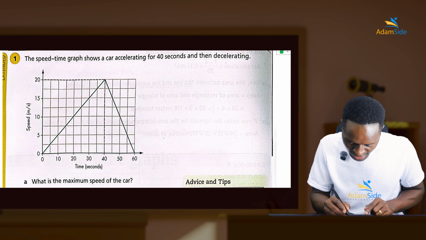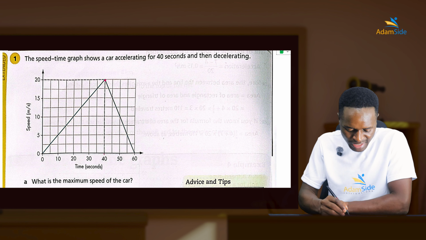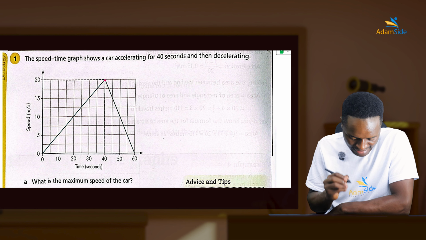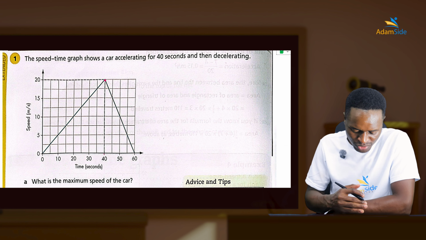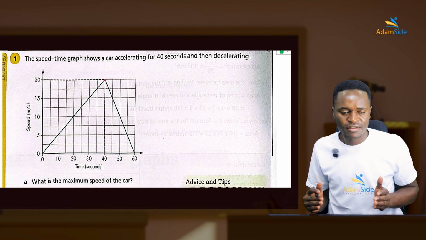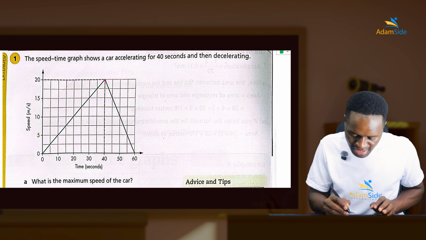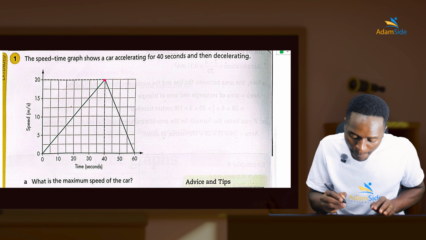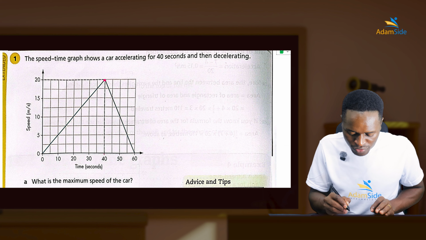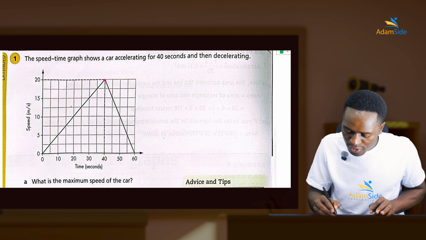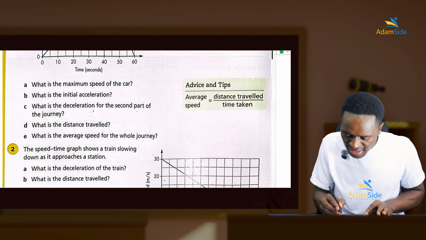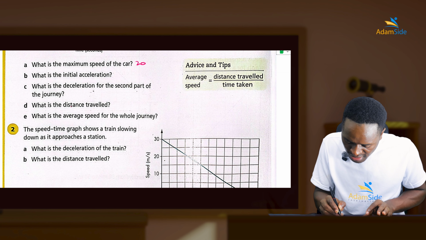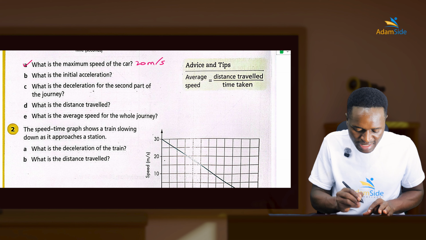The maximum speed is when it reached here, 20 meters per second. You don't even have to calculate, because this is a speed-time graph. It's not like a distance-time graph. They say the maximum speed will be the maximum point on the curve. So this is the maximum speed, 20 meters per second. Here they ask, what's the maximum speed? You write 20 meters per second, and you get your mark.